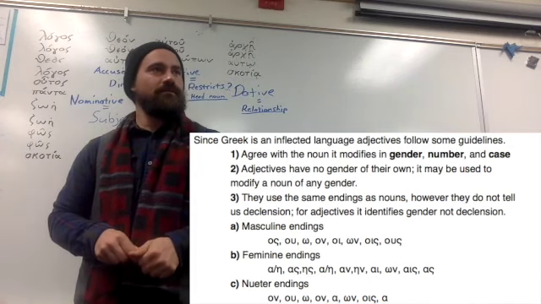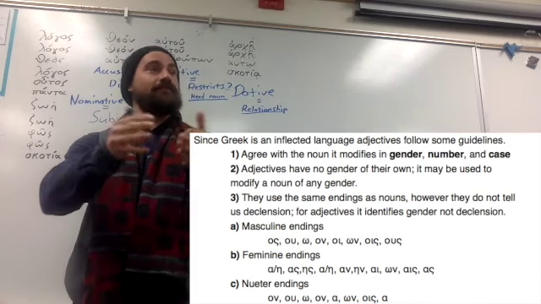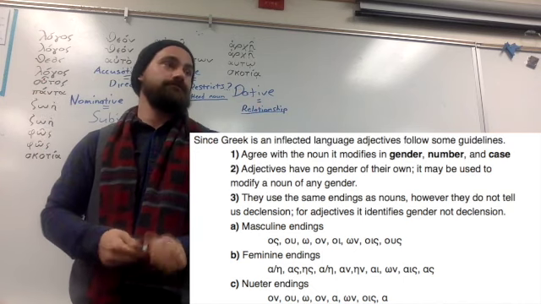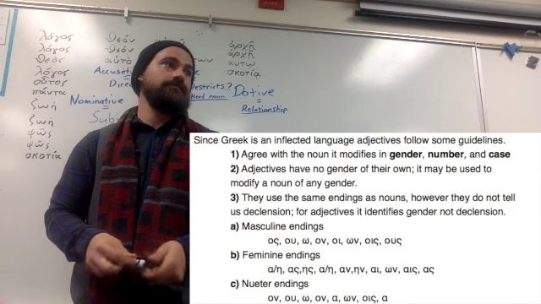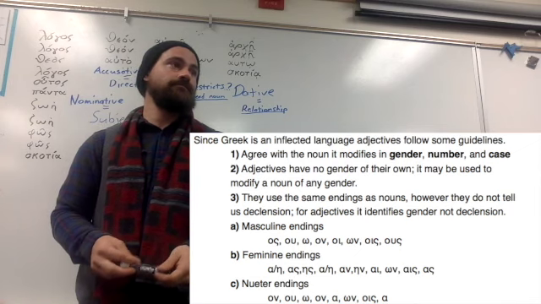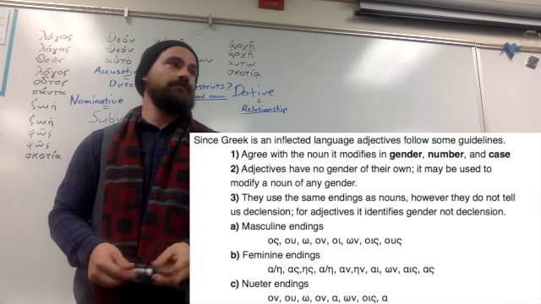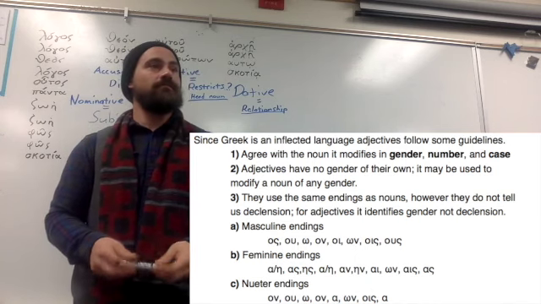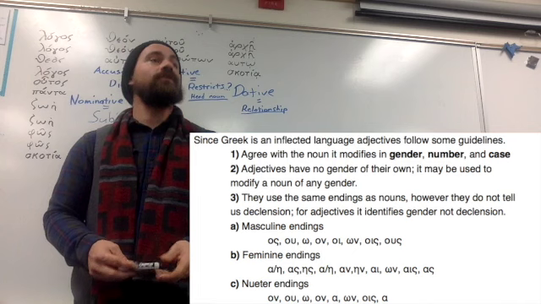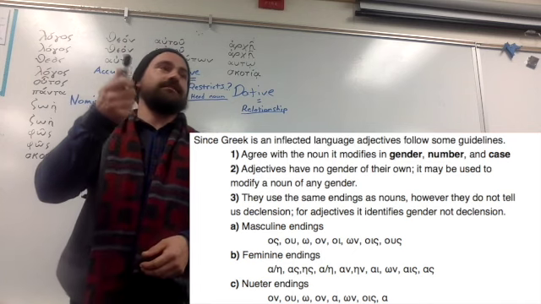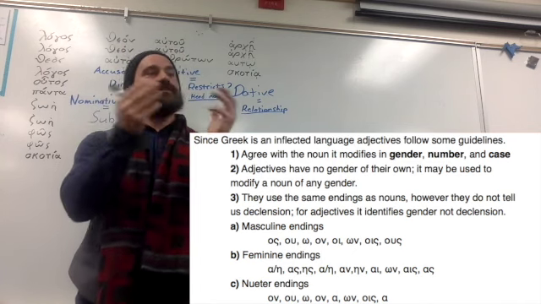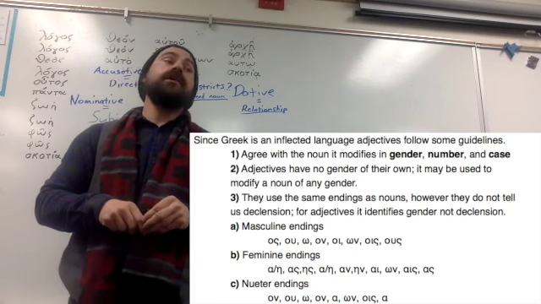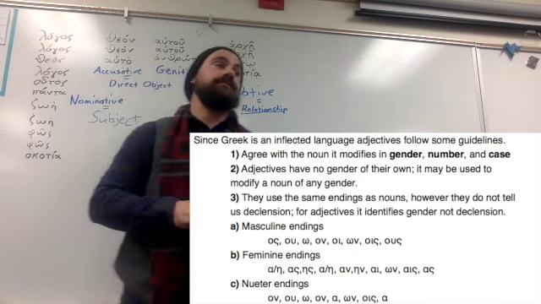So you change the ending to match the word logos, which is masculine. Like if you did an evil word, you would change it to a masculine. You'd just put the masculine ending on it because it's modifying the masculine word. But if you looked it up in the dictionary, it would be masculine. It would be masculine if you looked it up in a lexicon.